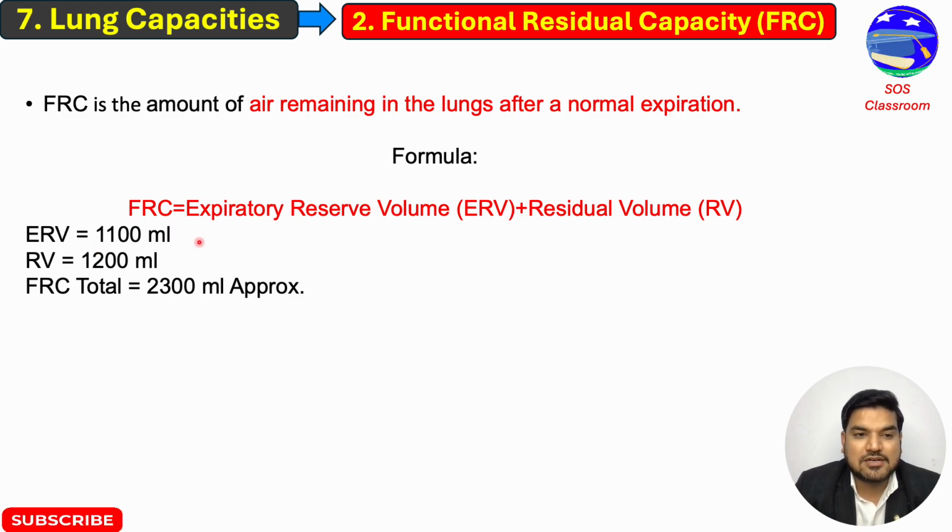ERV is normally 1100 ml and residual volume is 1200 ml. So total FRC is approximately 2300 ml. So these are the volumes depending on the lungs' capacity. In adults there may be a little difference, and the capacities or volumes may vary.